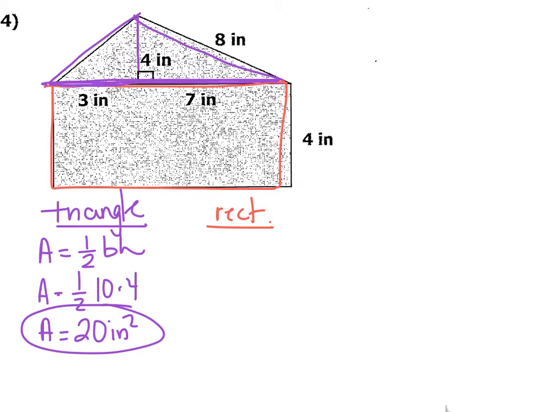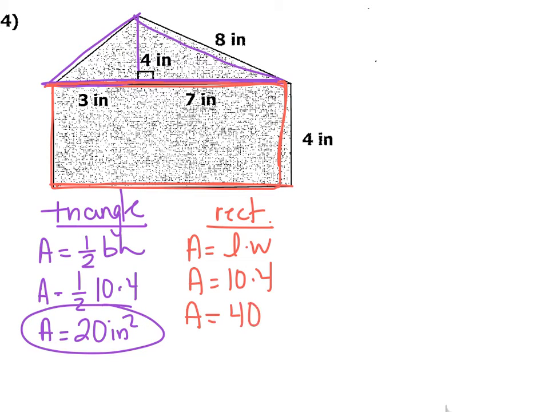So now to find the area of the rectangle, that formula is length times width, or base times height. And the length is this distance here, which would be the 3 plus 7 again, so that's 10. And the height is 4. So 10 times 4 is 40. So the answer is 40 inches squared.